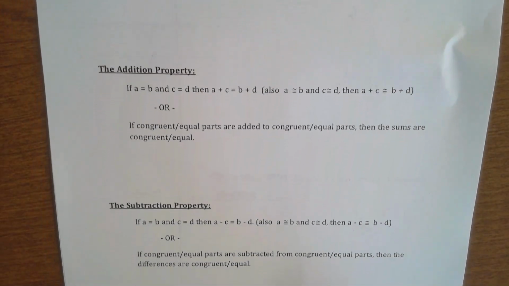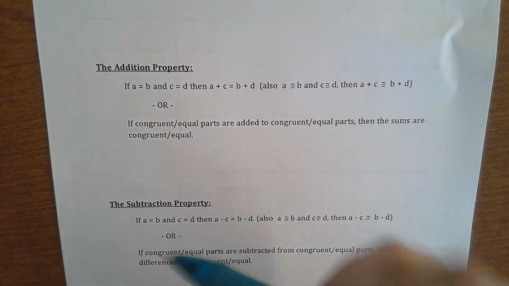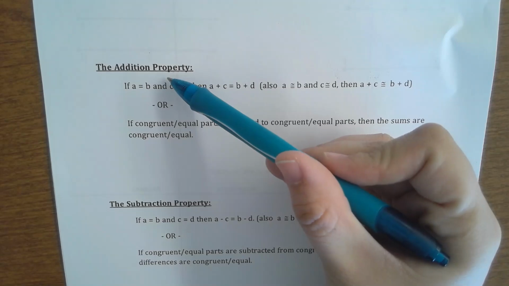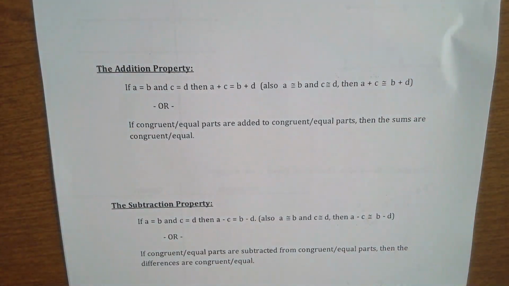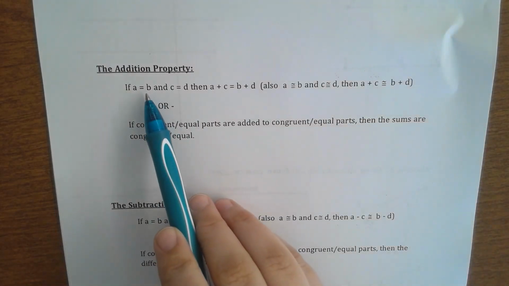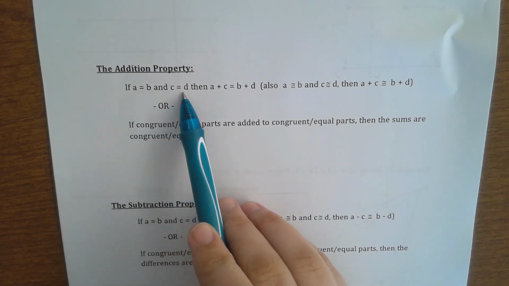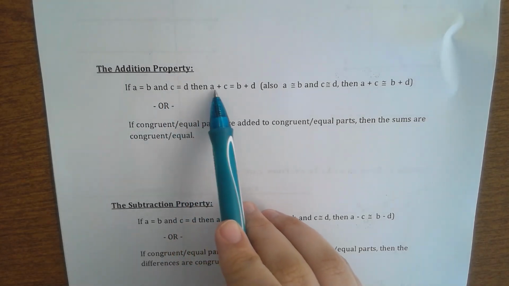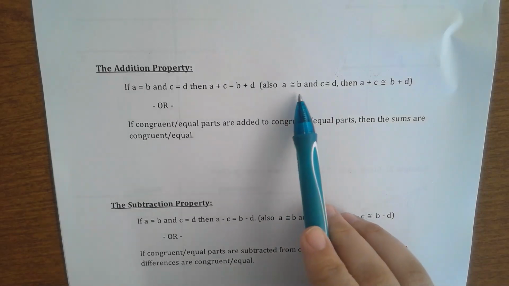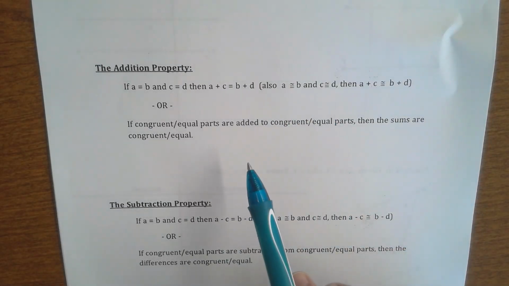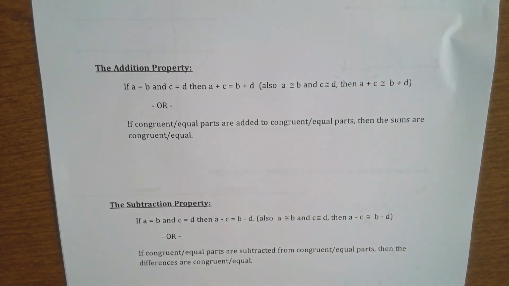Let's get right into the lesson for today. We have two properties that we've been doing since we were little, addition and subtraction. But once we put letters instead of numbers, it gets trickier. If A equals B and C equals D, then when I add A and C, it should equal when I add B and D. This also works for congruent pieces instead of equal, because we'll usually be talking about segments or angles and not just numbers. Let's look at an example.